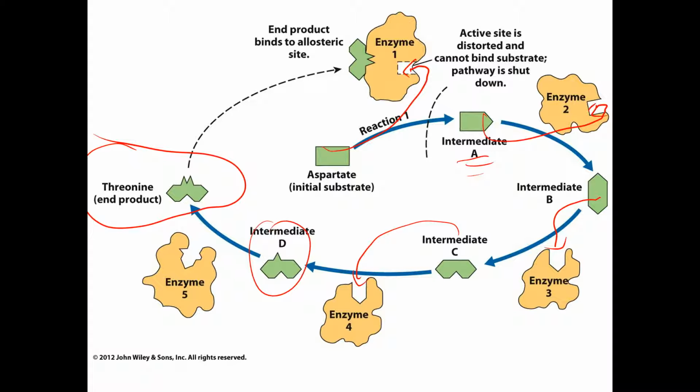Now, threonine is the ultimate product. As you build up an excess amount of this particular end product, it could come back and target the initial enzyme, bind to the allosteric site, and inactivate the enzyme, so that now aspartate can no longer bind to its active site. And as a result, the entire pathway, at least from this initial reaction, is shut down.